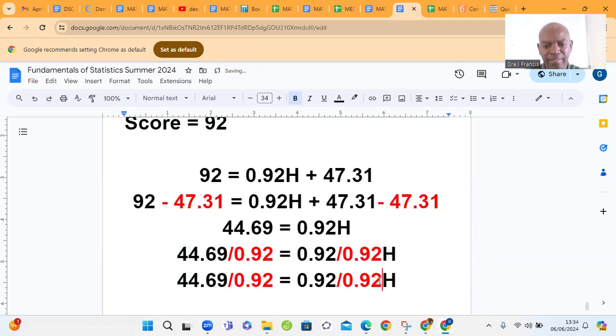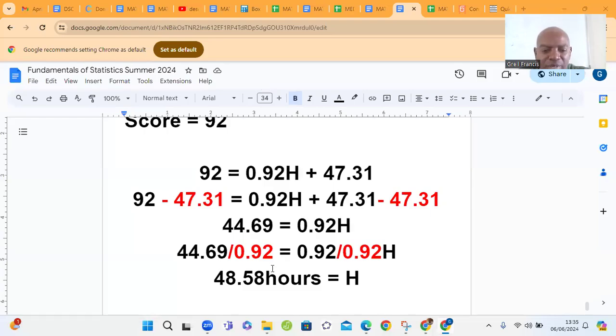So finally, we've got H is equal to, and we get 48.58 hours. So therefore now, for you to get 92%, you must study for about 49 or 50 hours.